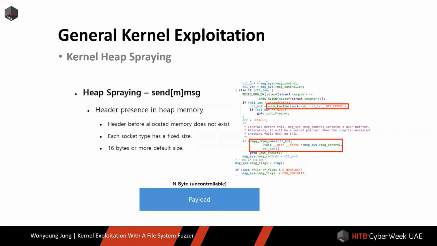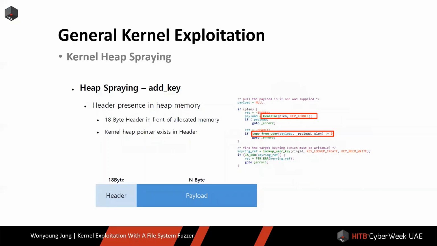Second, the syscalls are send message and send M message. These take text size and value to allocate kernel heap memory from syscall parameters, but the allocatable size is limited by socket type. In the heap block, no header is included. The last syscall is add key. This syscall takes size and value to allocate kernel heap memory from syscall parameters, but the allocatable size is limited by socket type. On exiting the syscall, the syscall frees the allocated heap block, with an 18 byte header included.